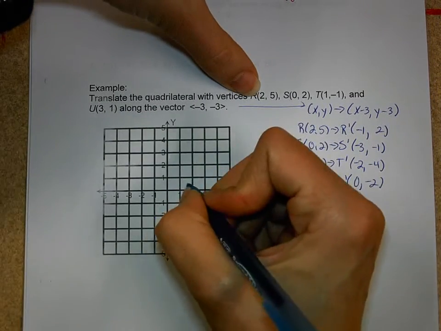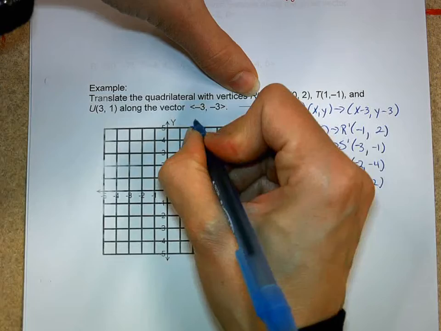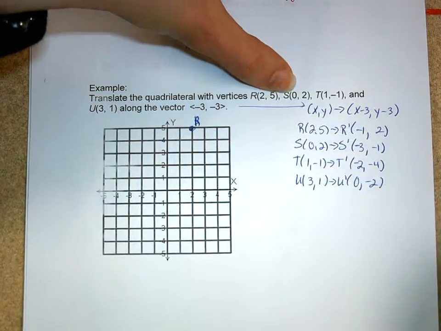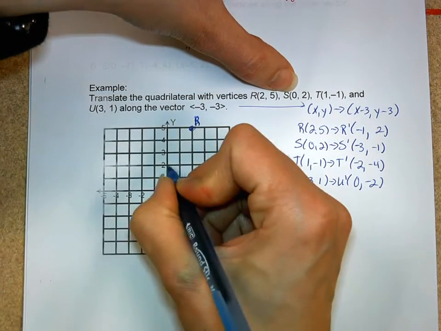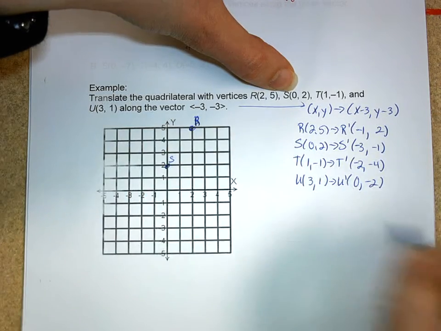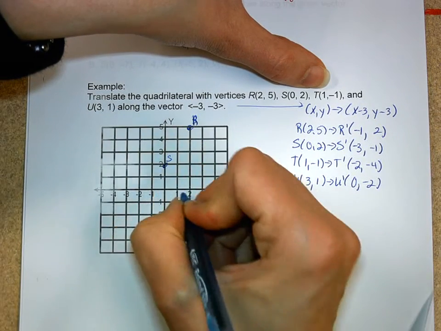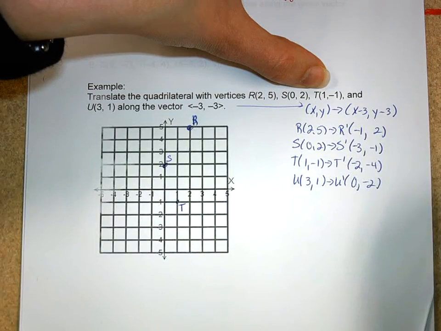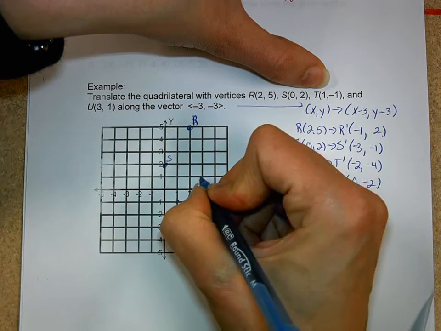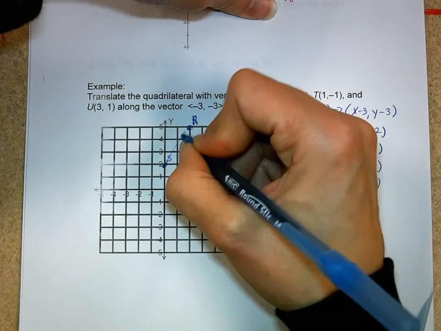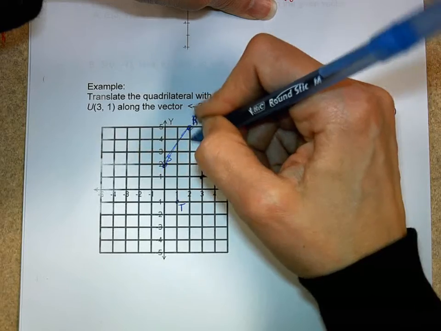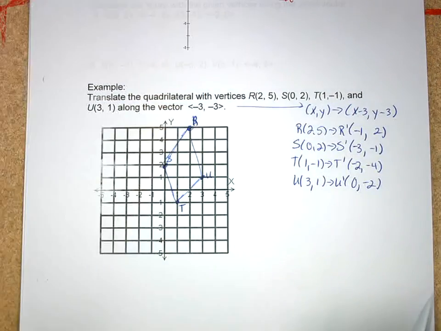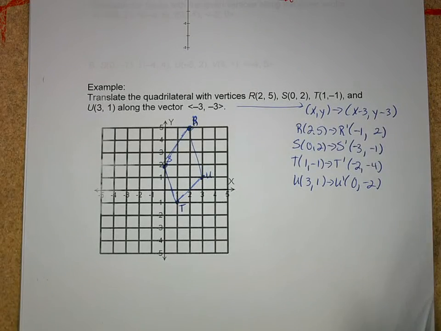R is at 2, 5. Wow, I can't even read my letters. S is at 0, 2. There's S. T is at 1, -1. And then U is at 3, 1. So we have this quadrilateral right here. All right. So then with that, we're going to have to go to our primes.